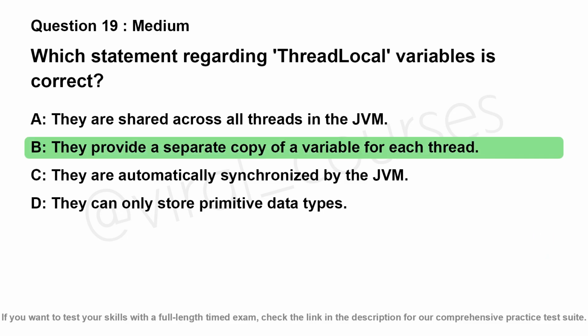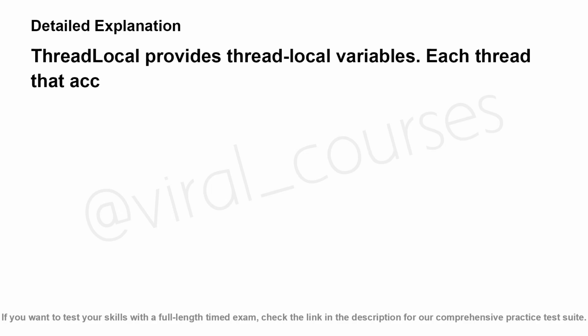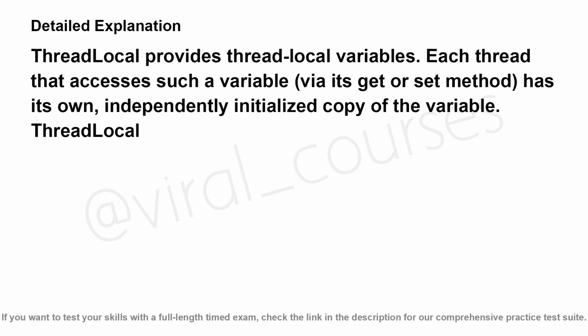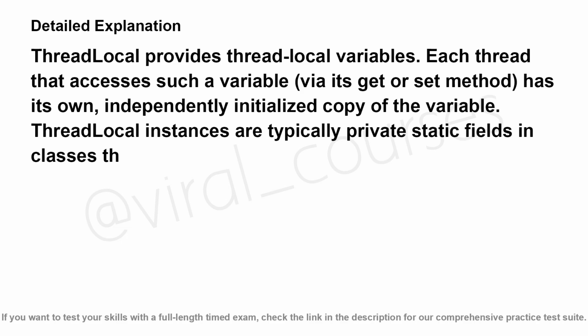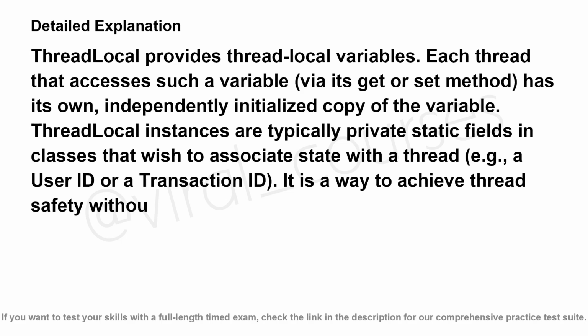The correct answer is B. ThreadLocal provides thread-local variables. Each thread that accesses such a variable via its get or set method has its own independently initialized copy of the variable. ThreadLocal instances are typically private static fields in classes that wish to associate state with a thread, e.g., a user ID or a transaction ID. It is a way to achieve thread safety without using synchronization.